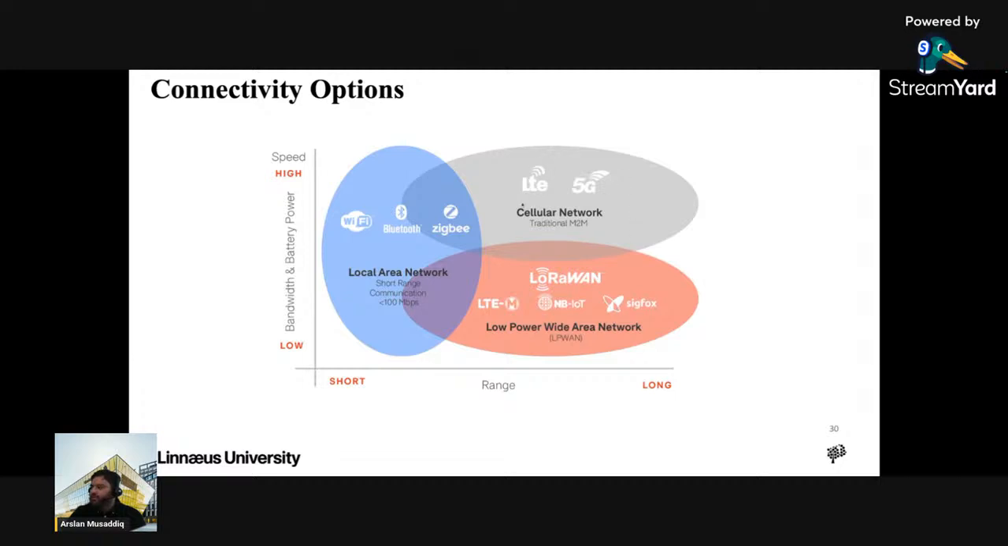And similarly, we have cellular networks such as LTE or 5G. They consume more power, provide high speed, and also offer long range. Which communication technology to use? It depends on your specific IoT application or project needs.